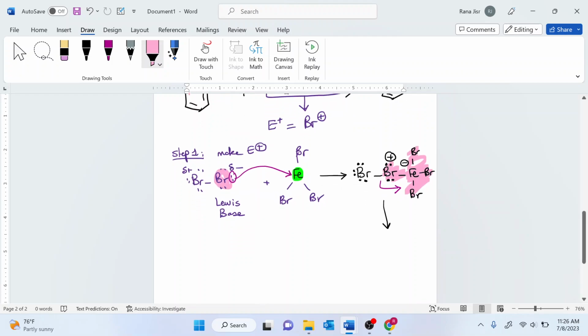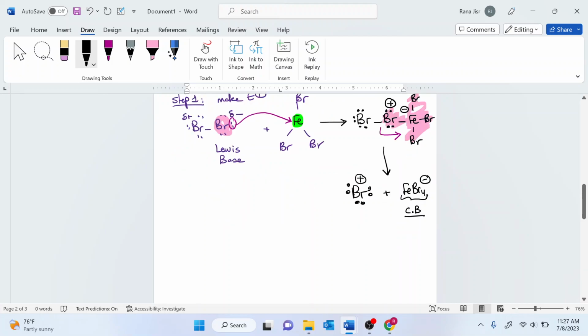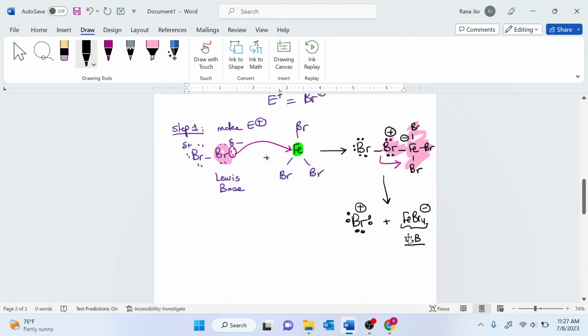And when it leaves, you are going to create your electrophile. So you're going to create the Br positive in this case. This is going to be my Br positive plus the FeBr4 negative. And that is going to be a conjugate base that you will use whenever you need to take a hydrogen.